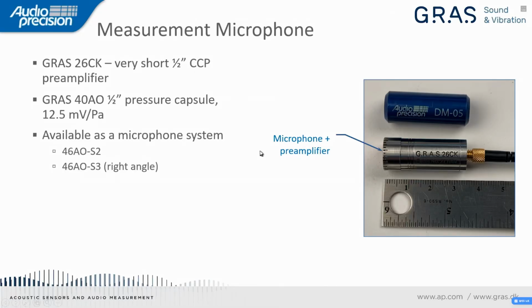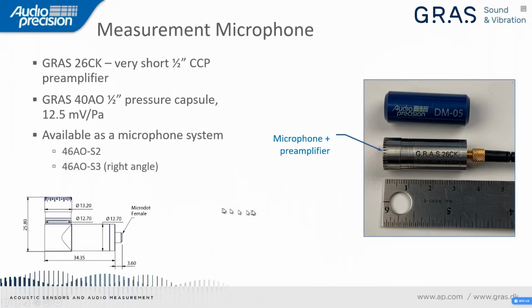This is available from Grass. Rather than buying separate components, you can buy it as a system called the 46A-S2. And that's provided as a system, and it's programmed with TEDS. And you can also get the S3 version, which has a right angle adapter built in. I don't have a photo of that, but it's shown in the picture here. You can see the preamplifier, the right angle adapter, and then the pressure capsule on top of the right angle adapter. And this will orient the capsule at 90 degrees to the cable, which can help you save some space in circuitry.